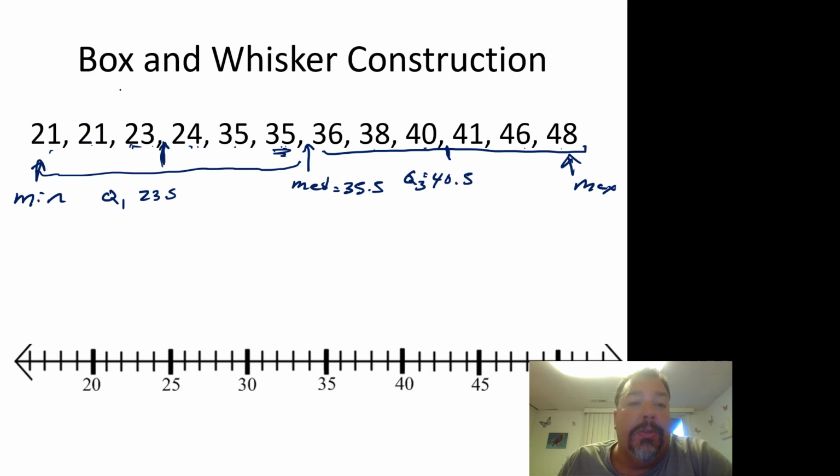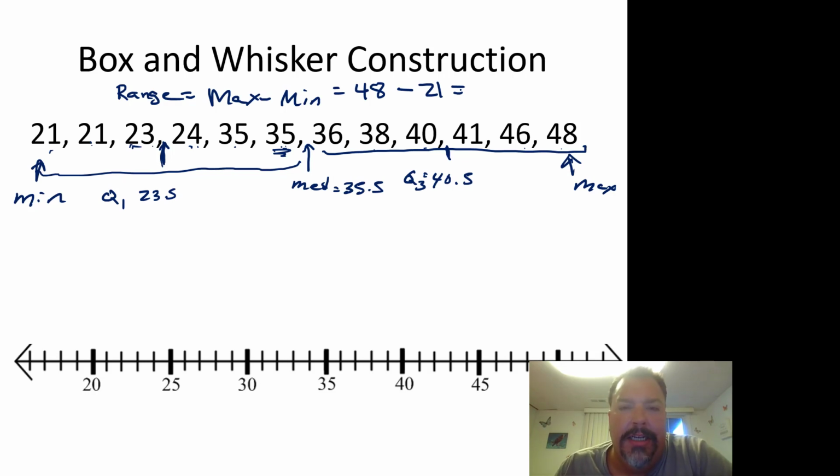If I asked, what is the range of this data? Well, the range is the high number minus the low number. It's the max minus the min. So it's the maximum minus the minimum. And what do we have here? We have 48 minus 21. The range is a single number. It's just how spread apart they are. So that gives us 27.